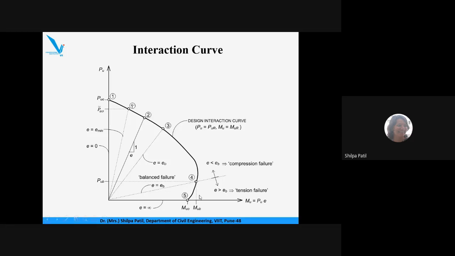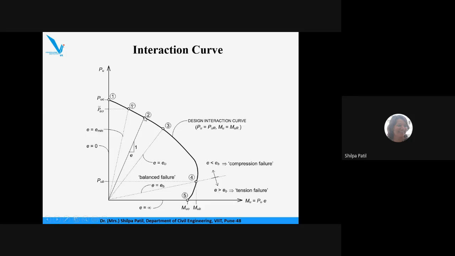In this interaction curve, if we consider this particular line as the balanced failure line, that is, if we join the origin to this point, the slope of this line represents 1 upon e. So the horizontal distance actually represents e, the eccentricity. Above this line, whatever eccentricity you get represents a compression failure. And below this line, whatever eccentricity you are getting represents a tension failure.